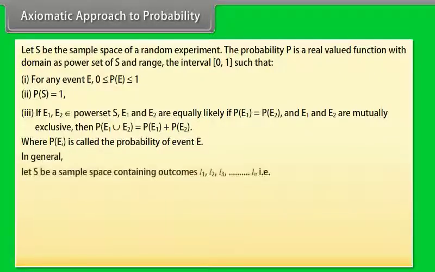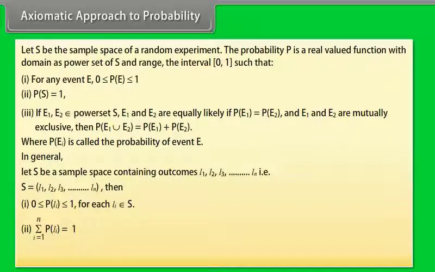In general, let S be a sample space containing outcomes L1, L2, L3 up to Ln, that is, S is equal to {L1, L2, L3, up to Ln}. Then 1. 0 is less than or equal to P(Li) less than or equal to 1 for each Li belonging to S. 2. Summation of i equal to 1 to n of probability of Li is equal to 1. 3. If L1 and L2 are equally likely, then P(L1) is equal to P(L2).